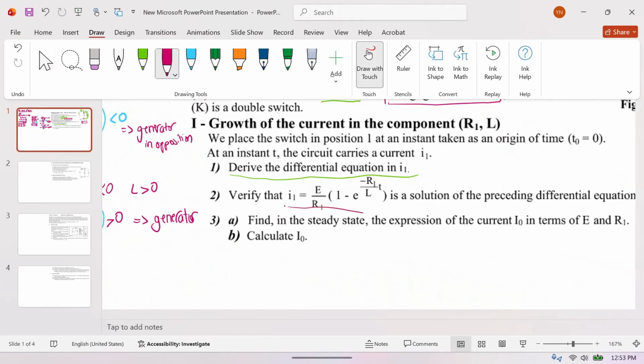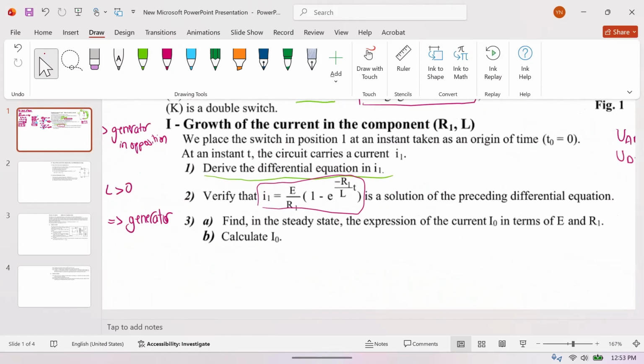Second question: verify that I1 is a solution of the preceding differential equation. Okay, so this question is really easy. Sometimes they ask you to verify that this is the solution. Sometimes they ask you to find tau. They give you the solution in this form, A(1 minus e to the minus t over tau), and they ask you to find A and tau in terms of E, R1 and L. So these two questions are typically the same, just asked in two different ways. What are you supposed to do in these cases?